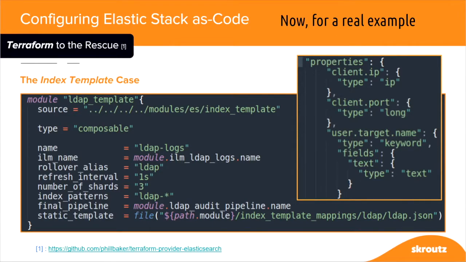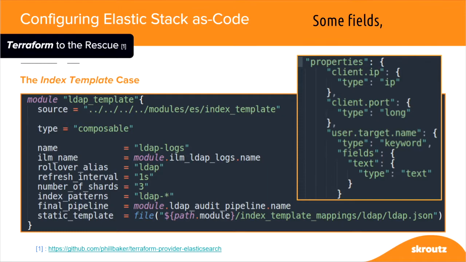Now for a real example. This is an actual module created to define a composable index template, or a legacy one. You can set up its type, name and policy, the alias, the intervals and the shards, and patterns shown on Kibana dashboards, even the pipeline and the mappings of special fields, such as an IP address.